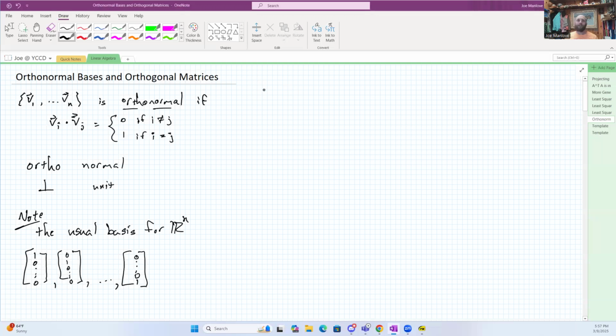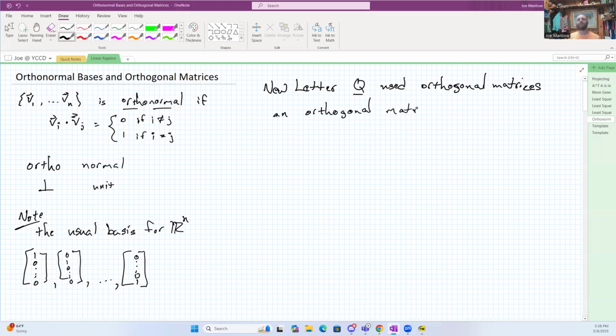So my new letter is going to be Q, and Q is going to be used for what we call orthogonal matrices. An orthogonal matrix is one where the columns are, I bet you can't guess. What the hell, Joe? So we actually define this. An orthogonal matrix is a matrix with orthonormal columns.